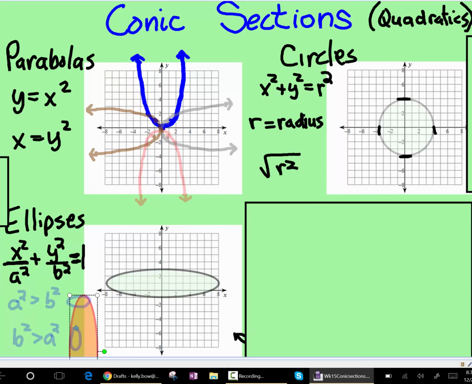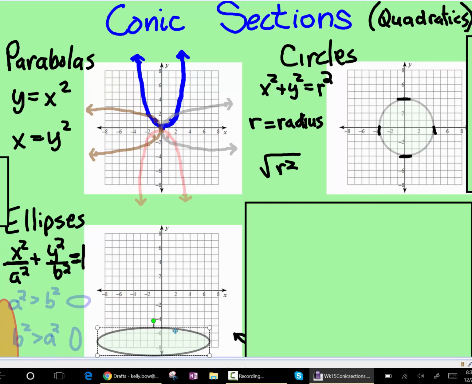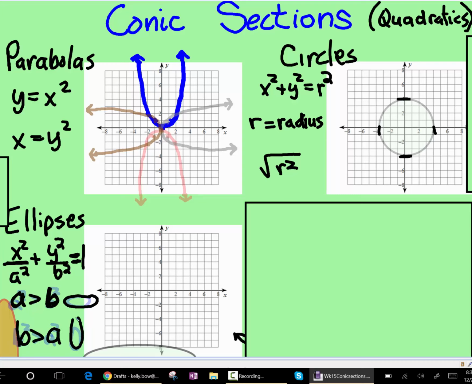The next type of conic section is an ellipse, and its formula is x squared over a squared plus y squared over b squared is equal to 1. Not r squared, but is equal to 1. And when the a is larger than the b, it will be a horizontal ellipse. When the b is larger than the a, it'll be a vertical ellipse. So an ellipse may look something like this, or it may look something like this.